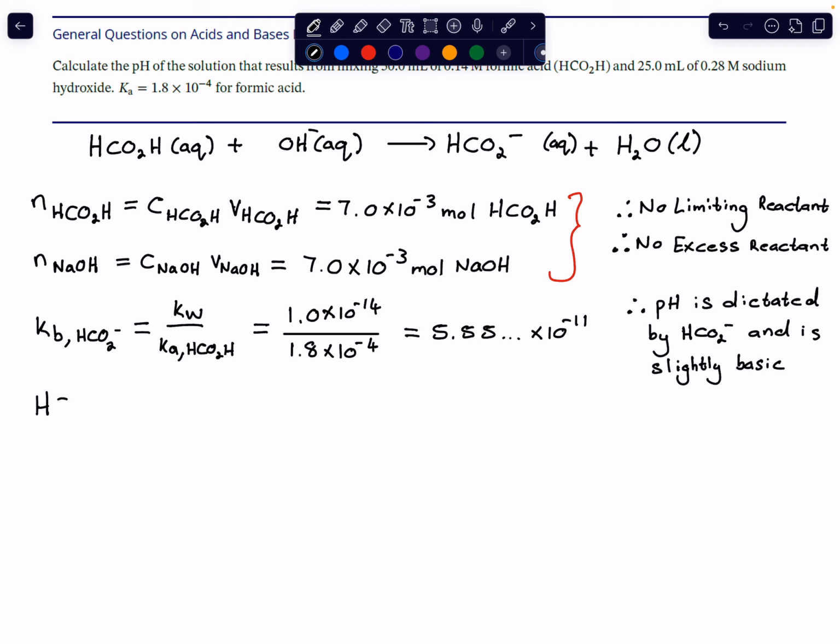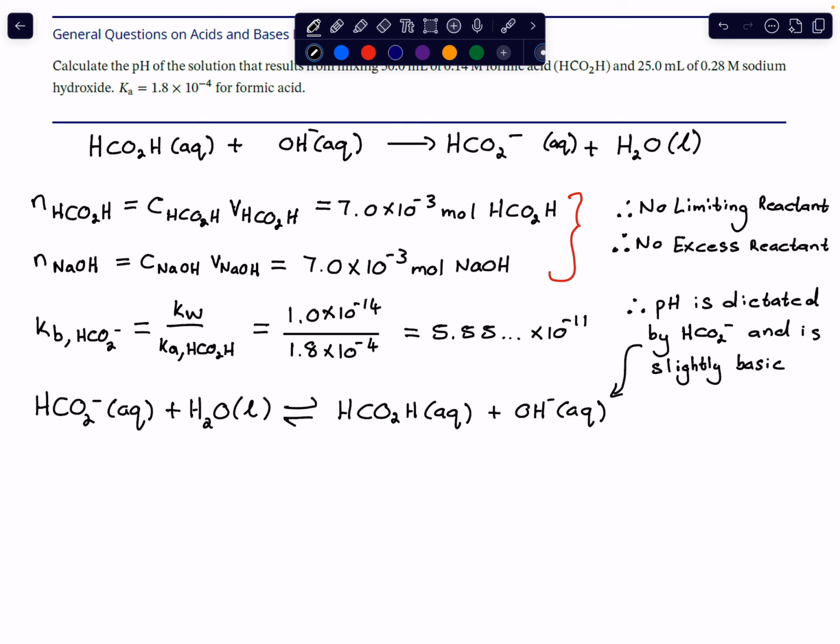So we expect the formate anion to react with water to form the following equilibrium. It should form formic acid again, and hydroxide anions, which of course is the thing that will dictate the pH. So if we can determine the number of hydroxide ions at equilibrium, we are able to calculate the pH.